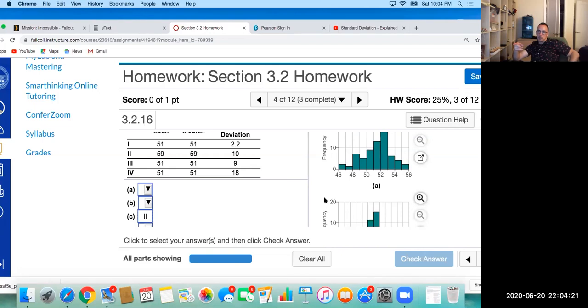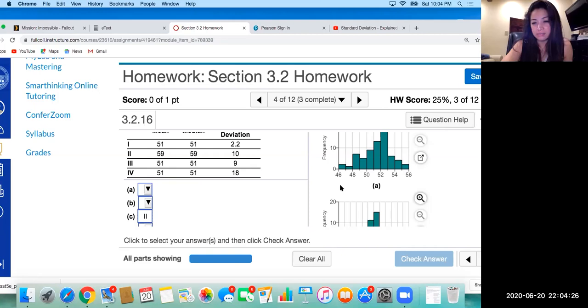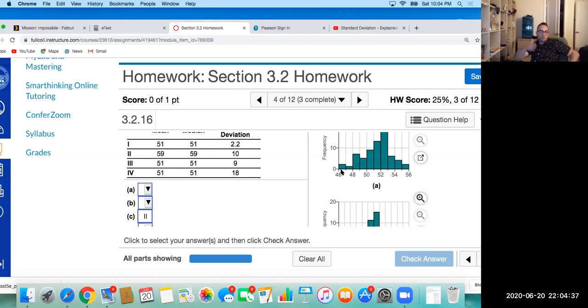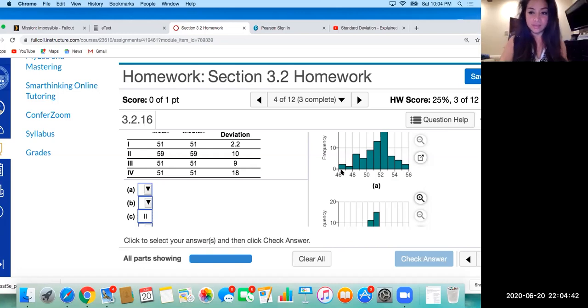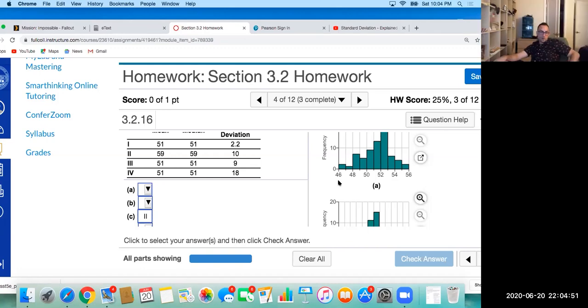So what's the range on A? That's probably 1, right? Not the distance of that thing, but the biggest minus the smallest. Remember, the range is the biggest minus smallest. So it's 46 minus 56. No. Yeah. Wait. So what's the range? 10. So for A, it's 10.